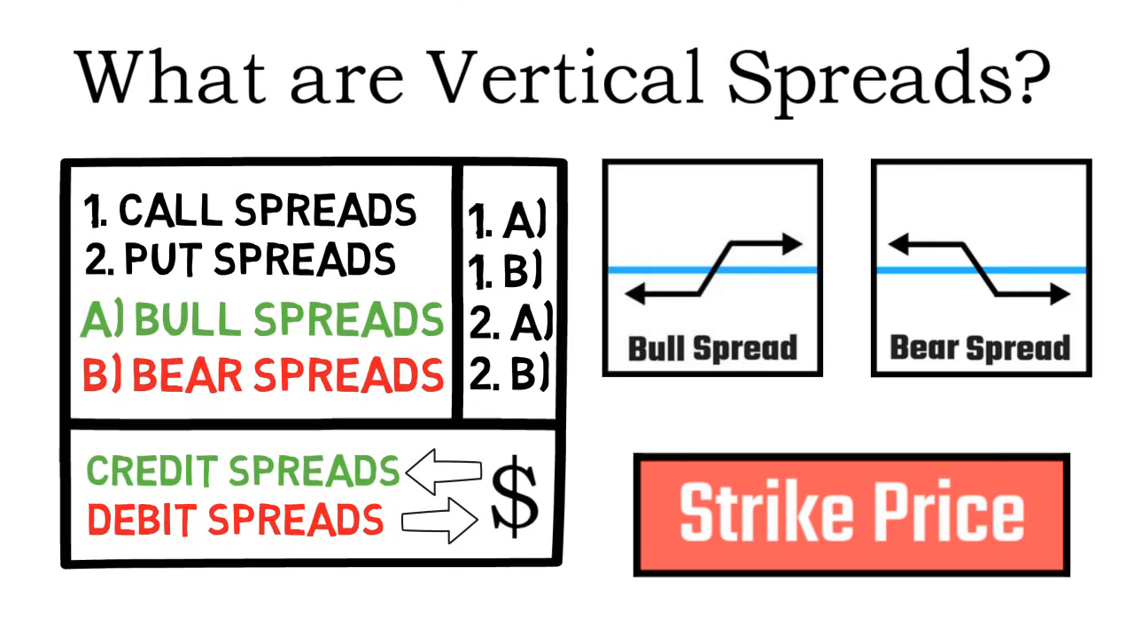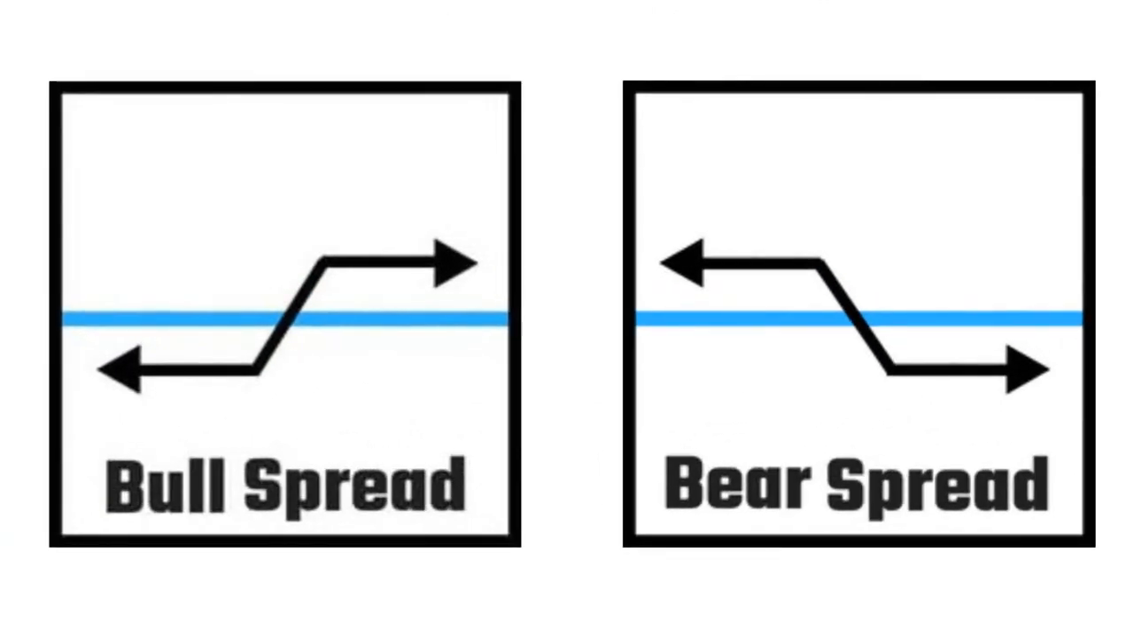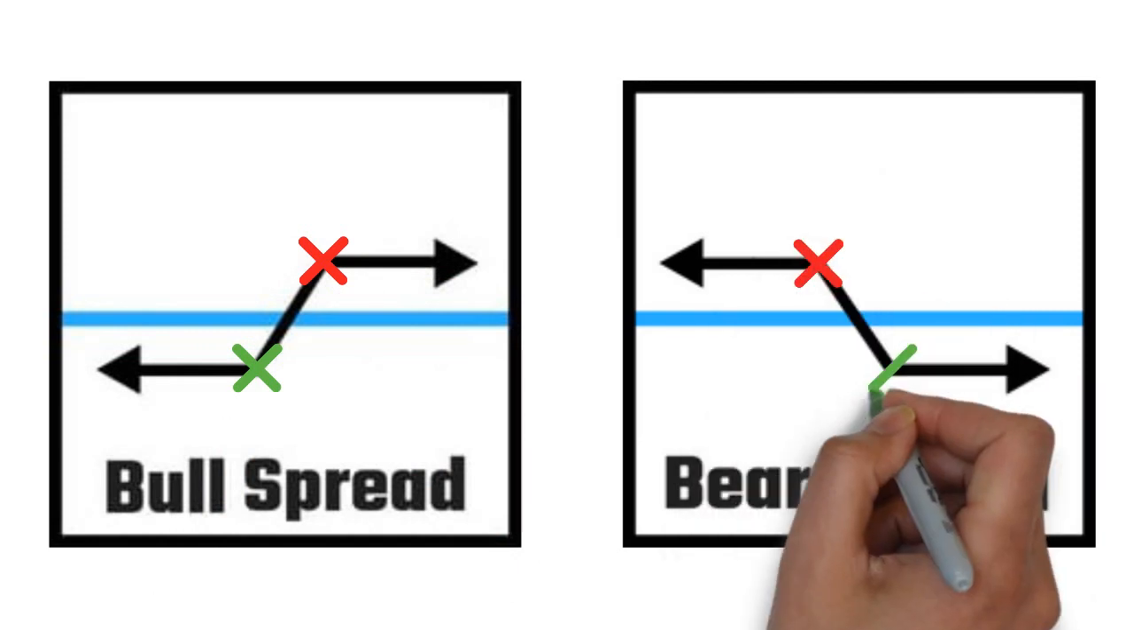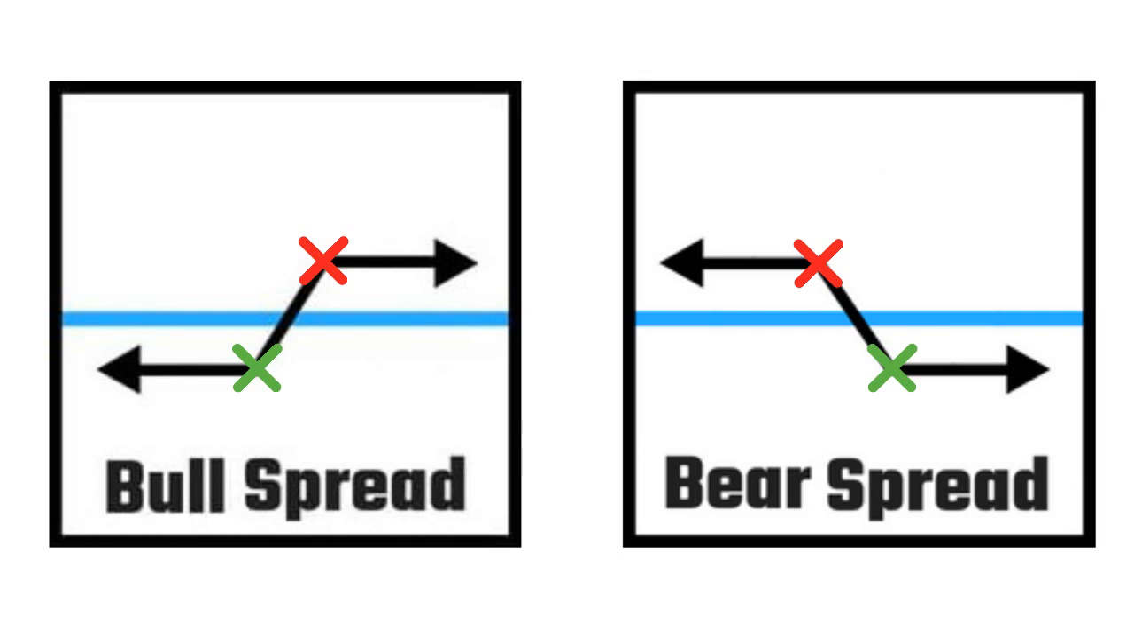The setup of a vertical spread is actually very simple. All you have to do to create a vertical spread is buy an option and sell an option with a different strike price on the same underlying asset with the same expiration date. That's it. This is how the payoff diagrams of a bull spread and a bear spread look like.